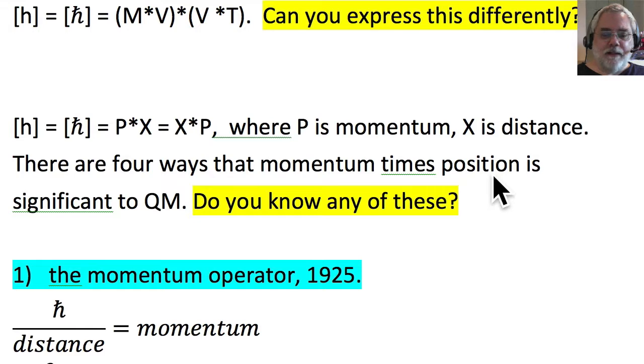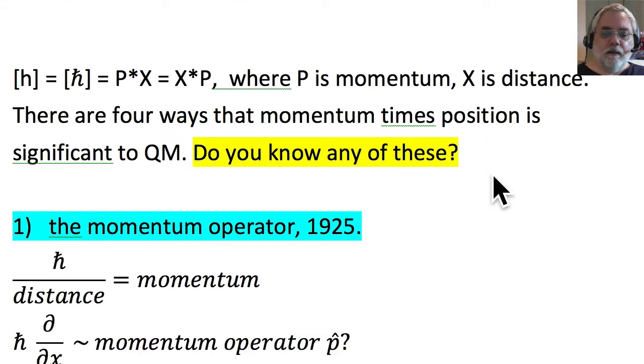Instead of dividing by distance, let's multiply by a derivative with respect to position. That would have a unit of distance in the denominator. So h bar times that would have units of momentum. So this maybe could be some kind of momentum operator, which we'll show as P with a caret or a hat, P hat, the momentum operator.